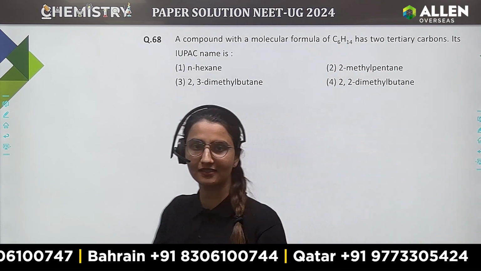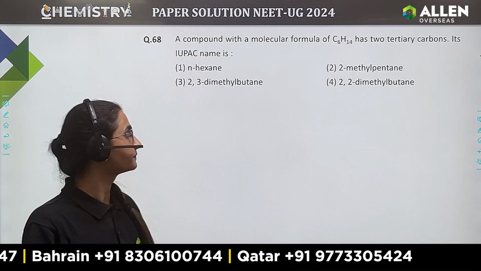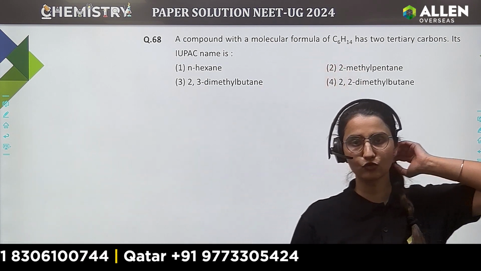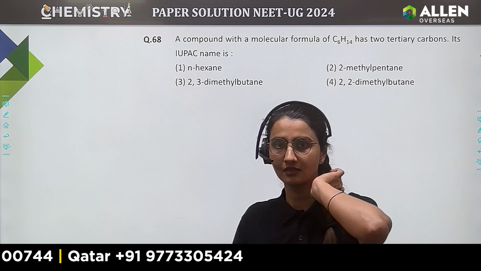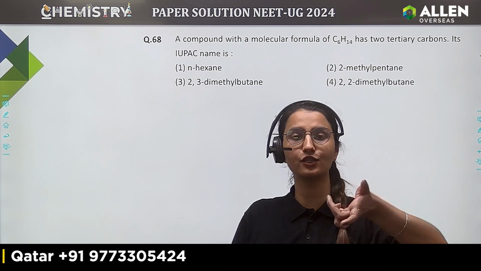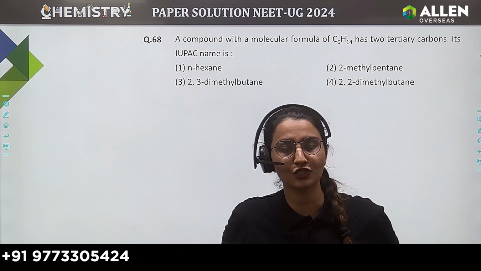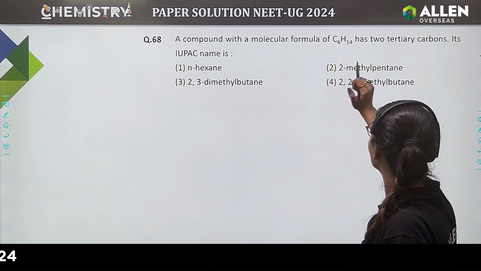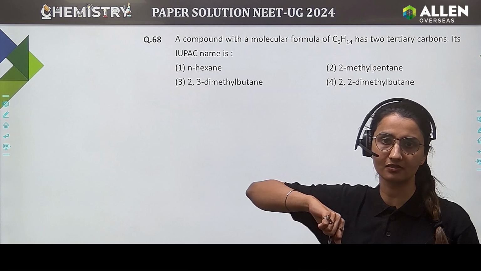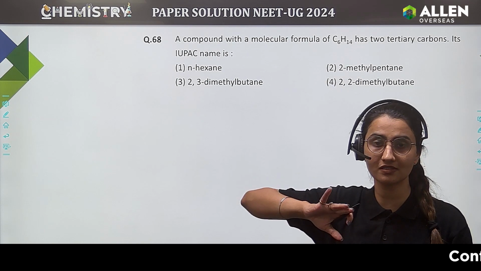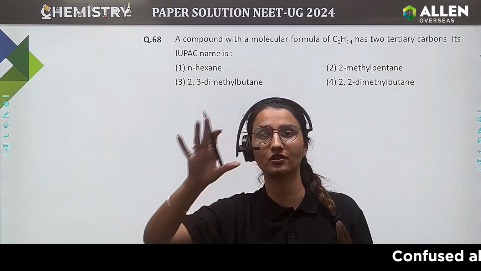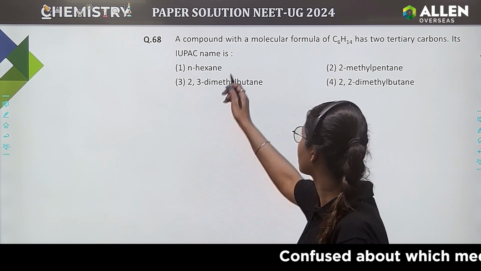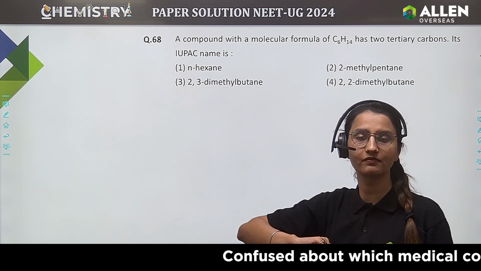So students, this is a question again of organic. A compound has molecular formula C6H14. That means it's an alkane, because it is adhering to the criteria of CnH2n+2. Right? It's an alkane. It has 2 tertiary carbons. Tertiary means a carbon attached to 3 other carbons. What is its formula and IUPAC name?